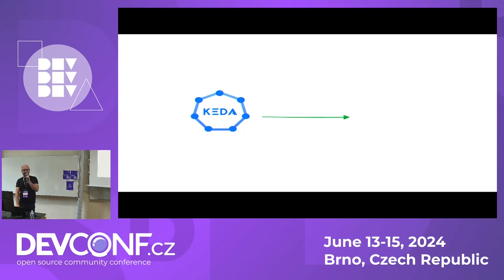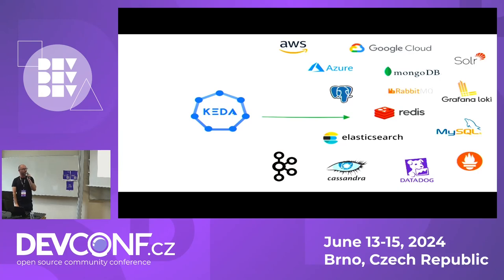How does KEDA do it? With the help of many other technologies, there are actually 65 supported scalers. These are some examples of them. These are the logos that I personally like and enjoy. But there are more. KEDA uses metrics and data exposed by these scalers, think integrations with other third-party software, to scale up and down your application.